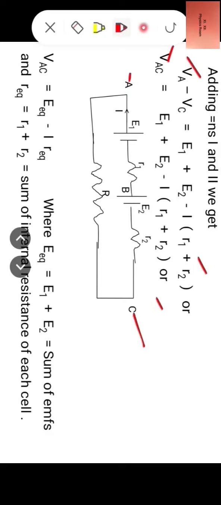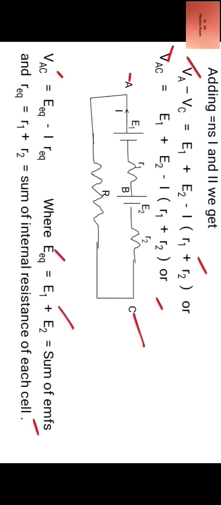Or VAC is equal to EEQ minus I REQ, where EEQ is equal to E1 plus E2 and is equal to sum of EMFs, and REQ is equal to R1 plus R2 and is the sum of internal resistance of each cell. EEQ means E equivalent, equivalent of the combination. REQ means equivalent resistance of the combination.